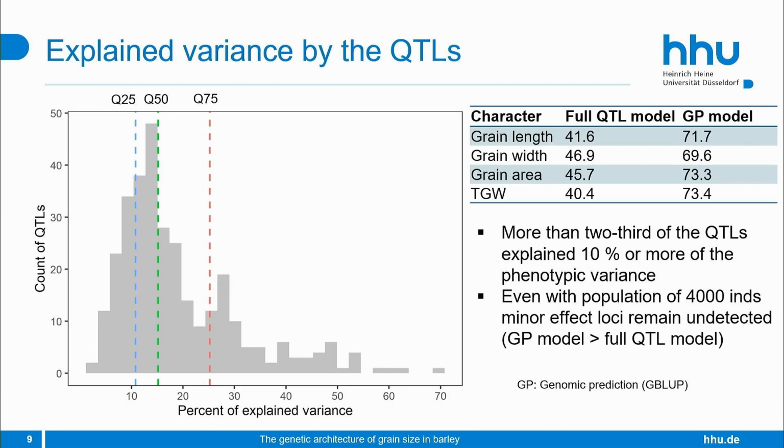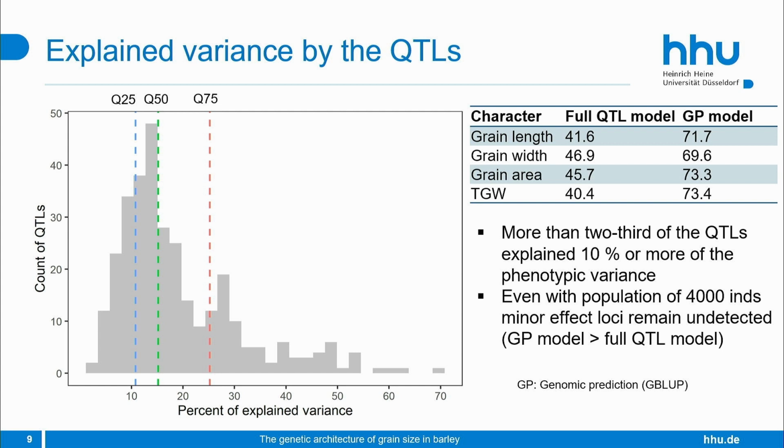In the next few slides, I want to talk about the QTL effect. This histogram shows the distribution of the percent of explained variance by the QTLs, and the dashed blue line, which is the first quartile of the distribution, separates the QTLs roughly into two broad categories. The first category has explained variance of less than 10%, which means that almost 75% of the QTLs explain 10% or more variance.